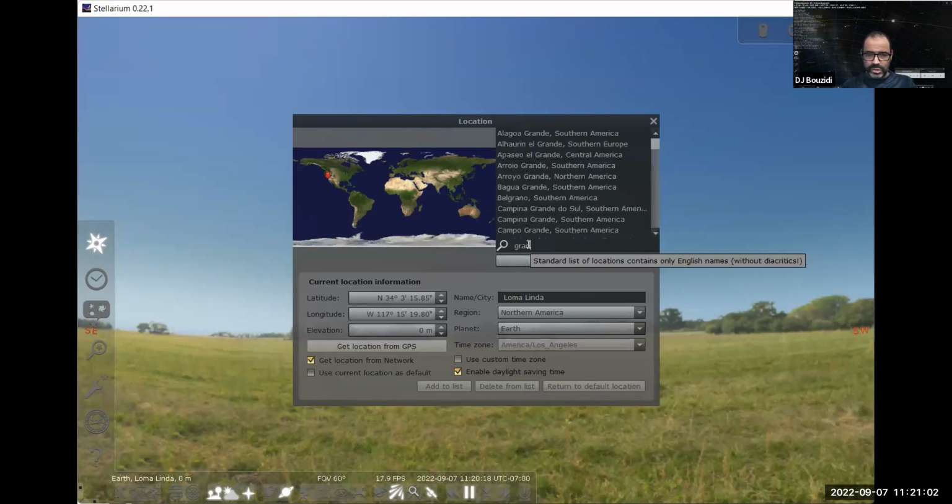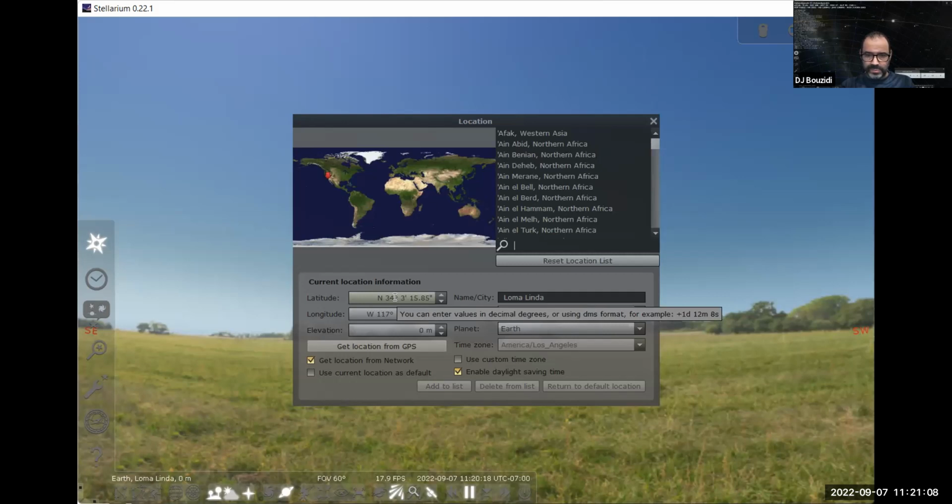Grand Junction. So probably I need to put the coordinates in here manually, and you can do that. So if you don't find the location, you can do it manually for the latitude and the longitude and your elevation if you happen to be on a mountain or below sea level. So right now it's taking 0 meters, which is sea level. Or basically look for the nearest city, and the nearest city to the Grand Canyon is what? Flagstaff.